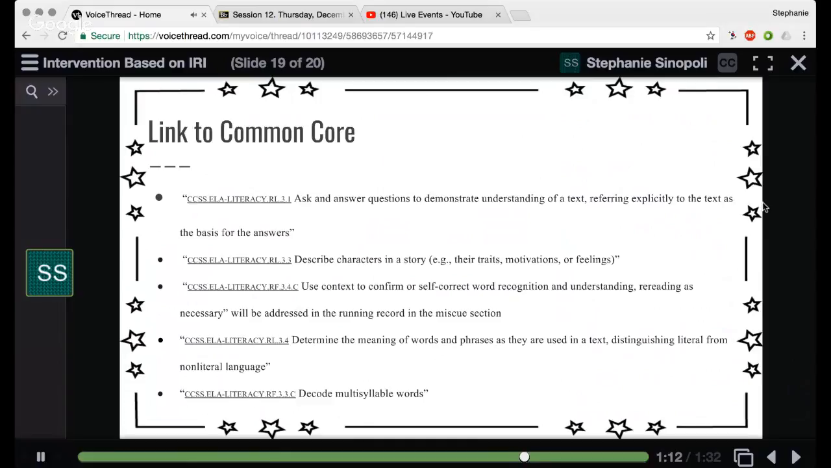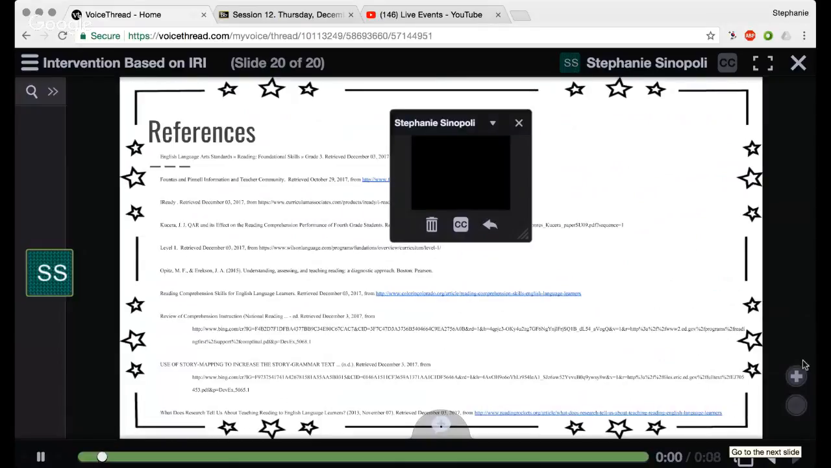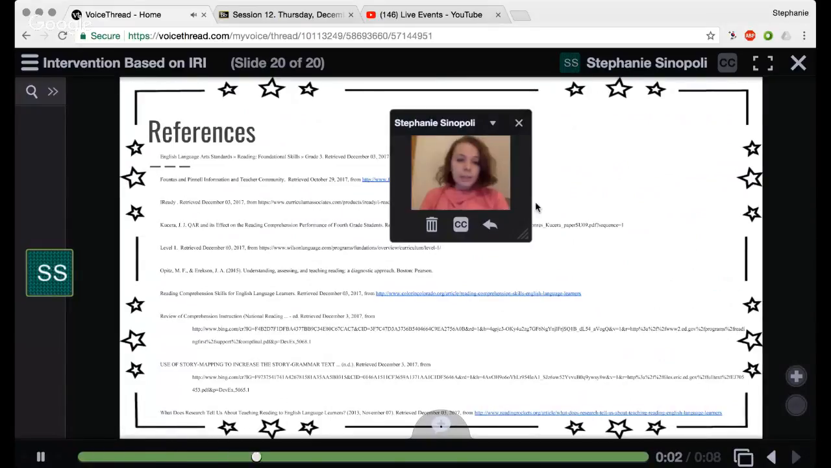And for RL 3.4, determine the meaning of words and phrases. This will be done through story mapping and comprehension questions. And the 3.3, decode multi-syllable words. This will inadvertently happen through the Fountas and Pinnell benchmark. And lastly, these are the references for the intervention plan created for Jackie.